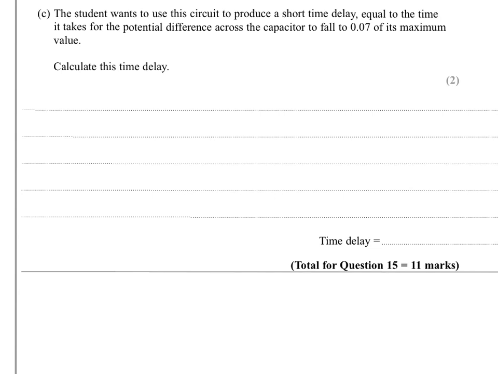A student wants to use this circuit to produce a short time delay equal to the time it takes for the potential difference across the capacitor to fall to 0.07 of its maximum value. Calculate this time delay. Okay. So we've got our discharge equation, and we're being told that V is 0.07 of V naught, so we can just rearrange this slightly. So V over V naught is 0.07, and that's equal to E to the minus T over RC.